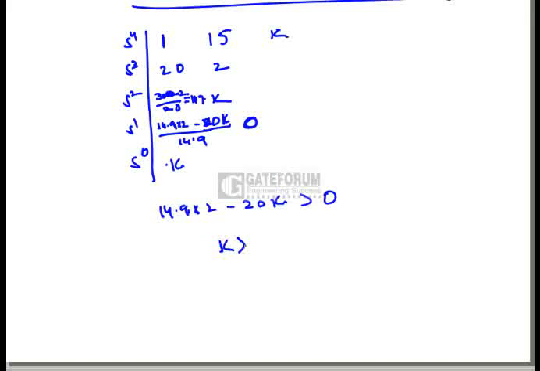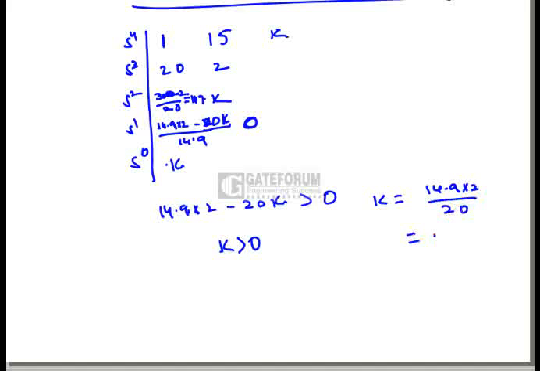That means k should be greater than 0. Now these are the two conditions. If you satisfy these two conditions, then we say that the system is stable. Now find out the condition here, right? If you solve for this, we will get k equal to 14.9 into 2 by 20.